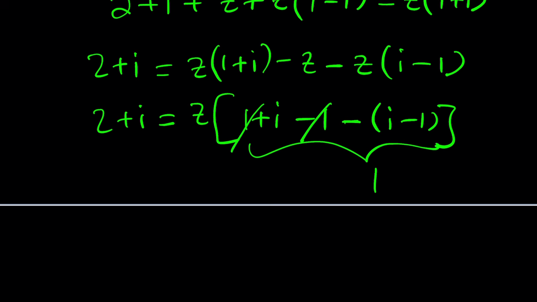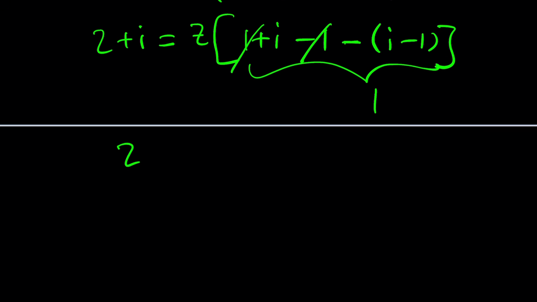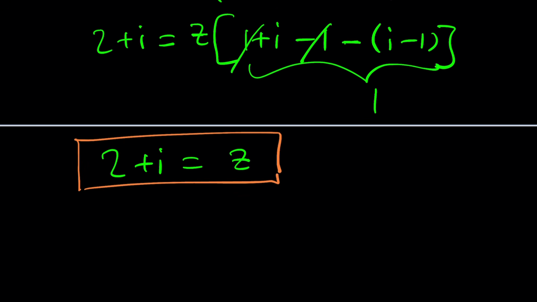So what is that supposed to mean? It just means that, not z, sorry, 2 plus i is equal to z times 1, which is z. So what is z? If 2 plus i is equal to z, then the million dollar question, z is equal to 2 plus i. Same as before, right?